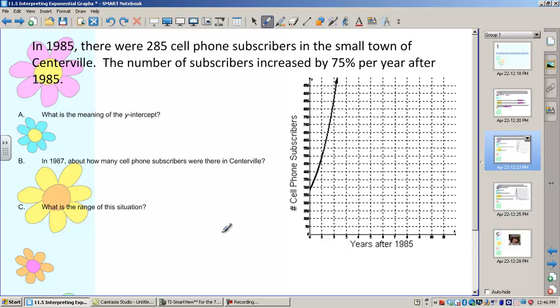Question A asks, what's the meaning of the Y-intercept? Well, the first thing you need to do is decide what exactly the Y-intercept is. If you look at the graph, it's not an exact number. You see that it is somewhere between 250 and 300, but hopefully you remember that the Y-intercept represents the initial amount. And so in 1985, there were 285 cell phone subscribers. So the meaning of the Y-intercept is the initial number of cell phone subscribers.